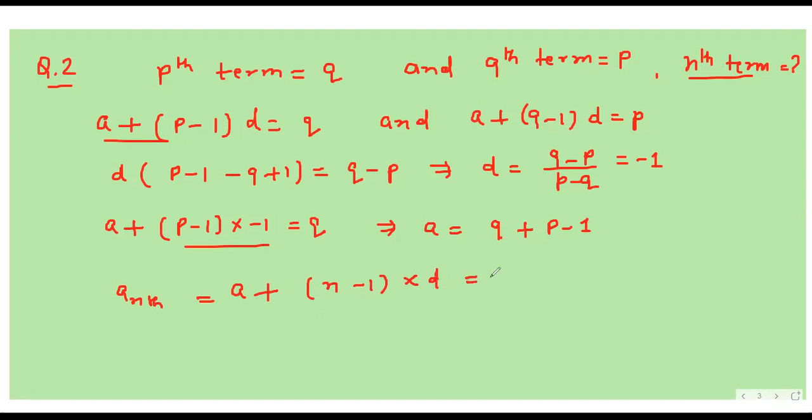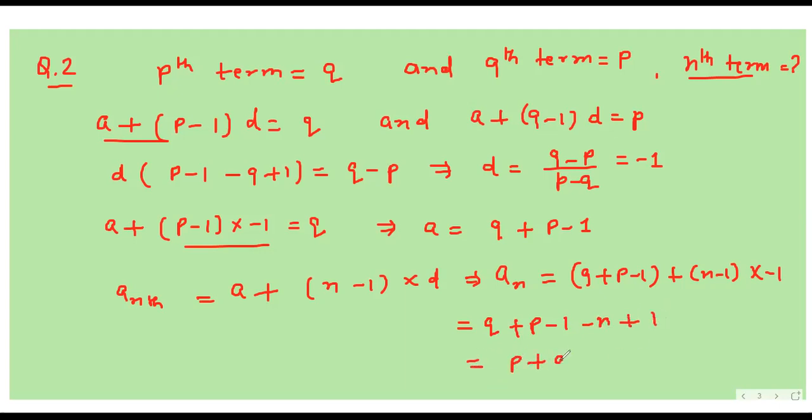We put the values. So an will be equal to a. a is q plus p minus 1 plus n minus 1 into d. d is minus 1. So open the bracket. So q plus p minus 1 minus n plus 1. So we get p plus q minus n, which is our answer.